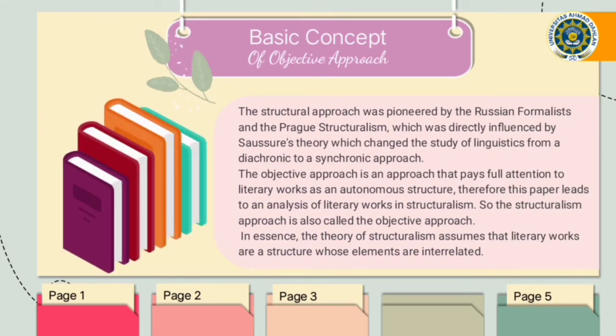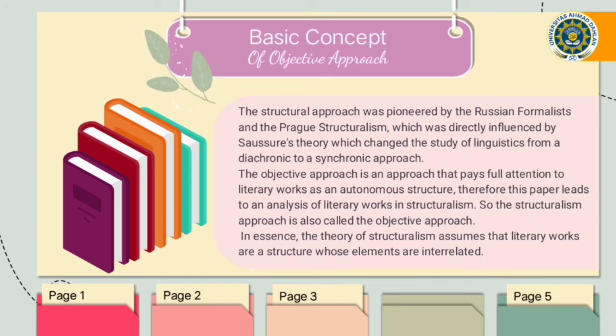So the structural approach was pioneered by the Russian formalists and the Prague structuralism, which was directly influenced by social theory, which changed the study of linguistics from a diachronic to a synchronic approach. The study of linguistics is no longer emphasized on the history of its development, but on the relationship between its elements. The objective approach is an approach that pays full attention to the literary work as an autonomous structure.